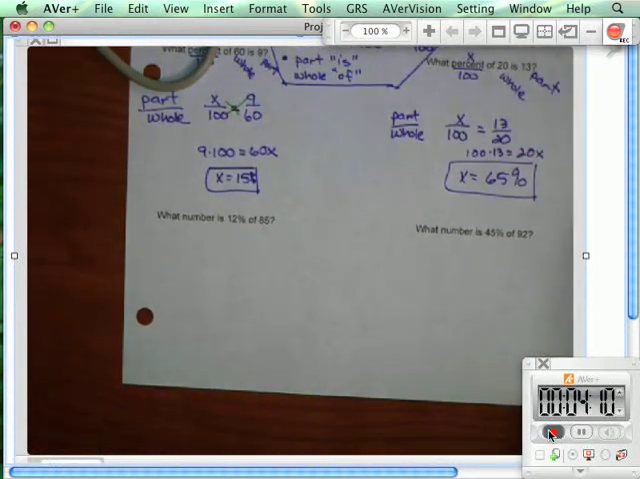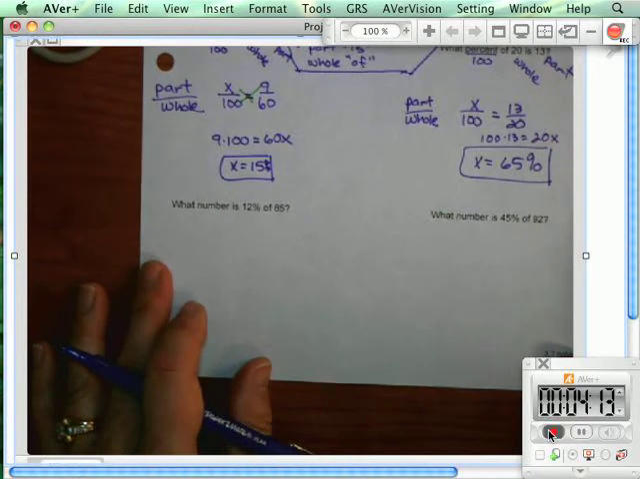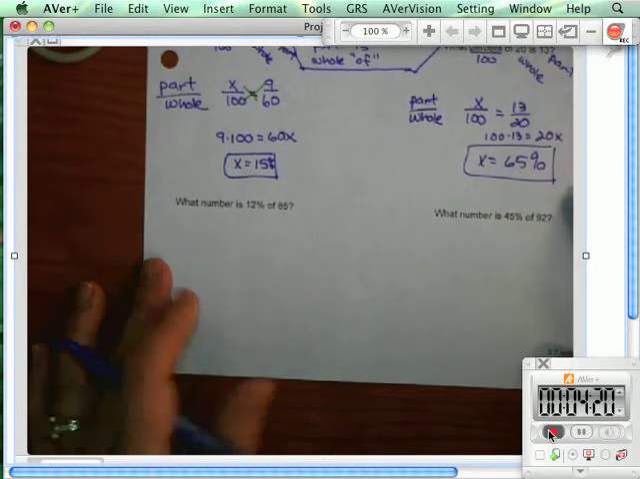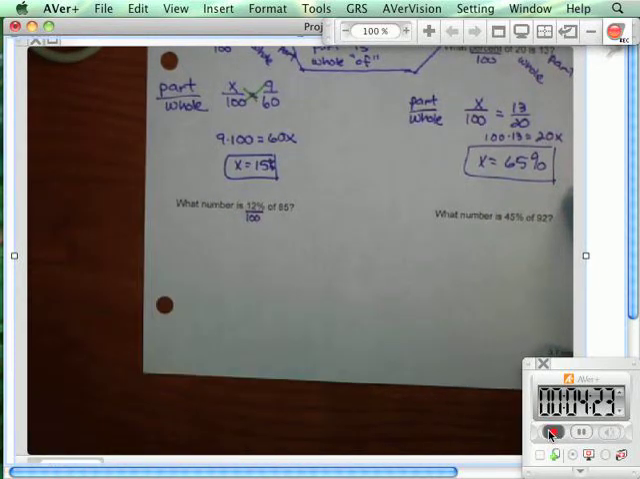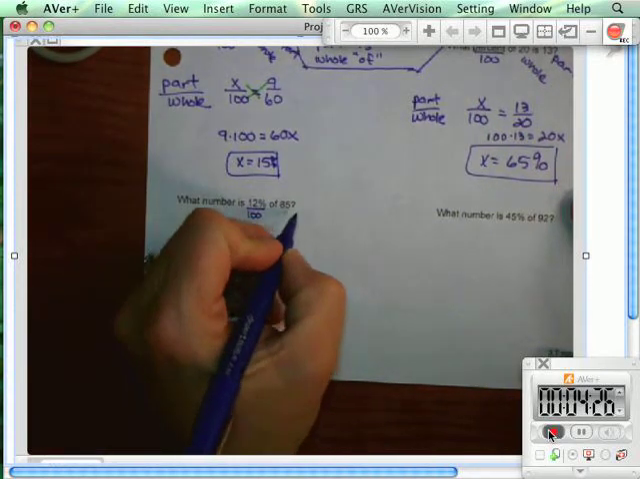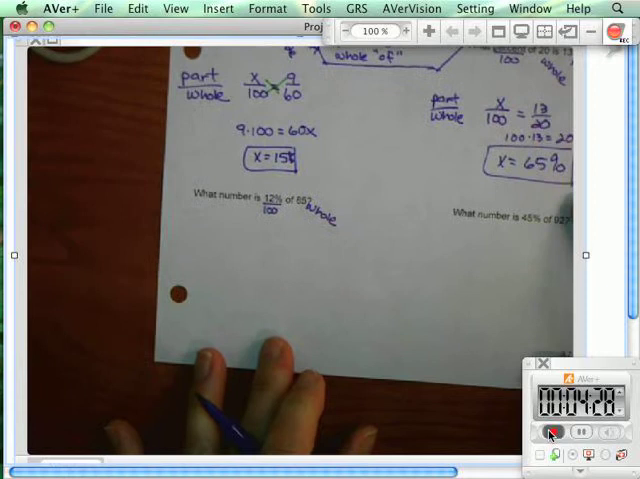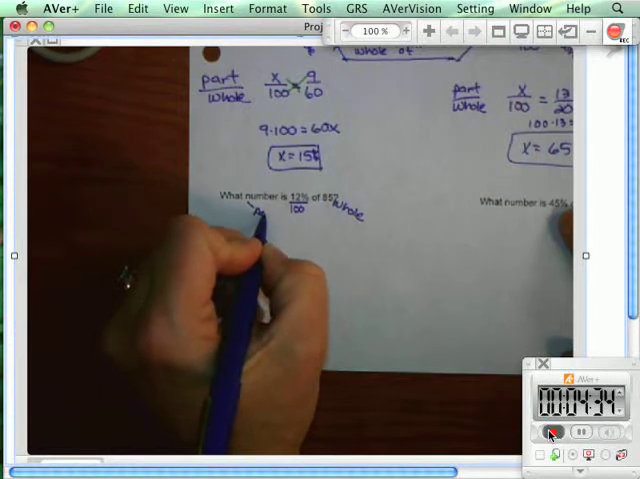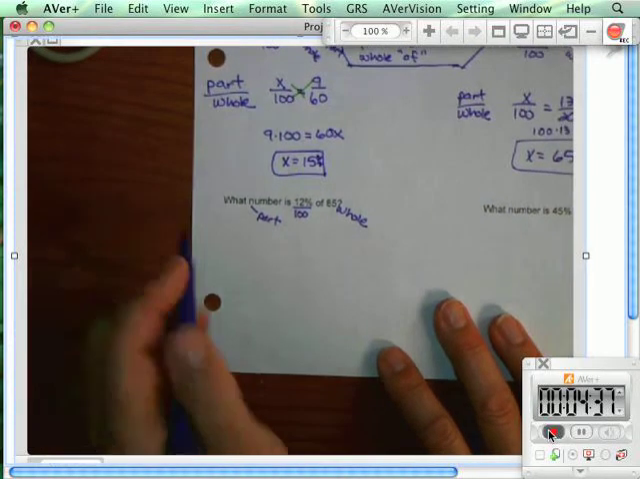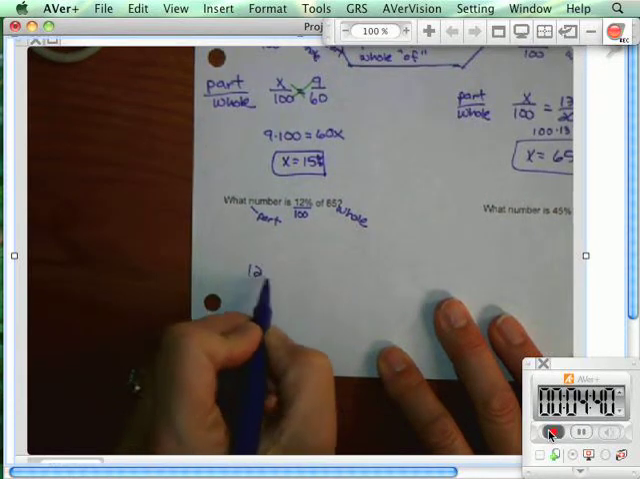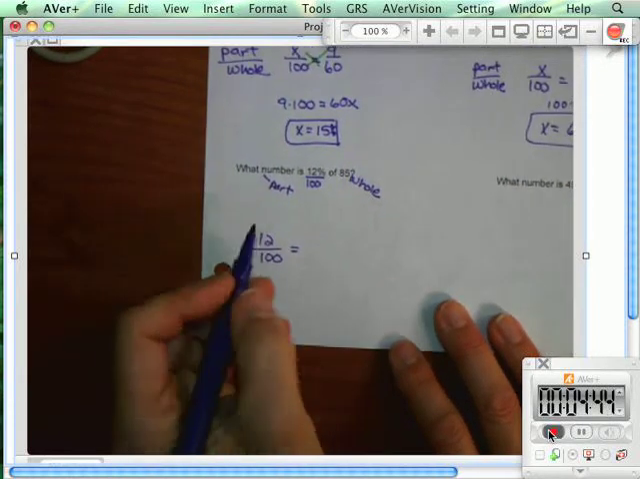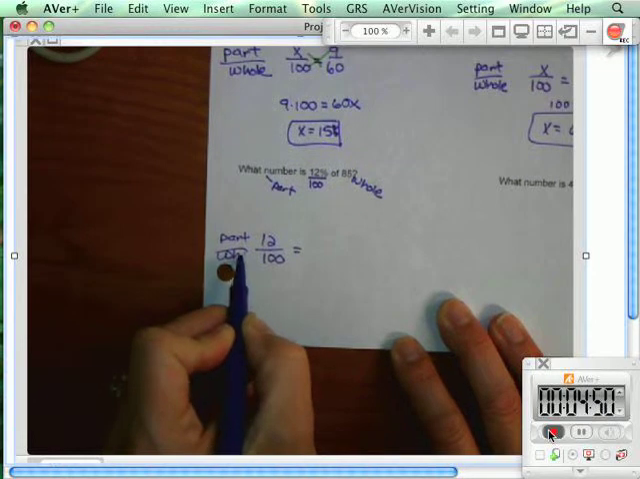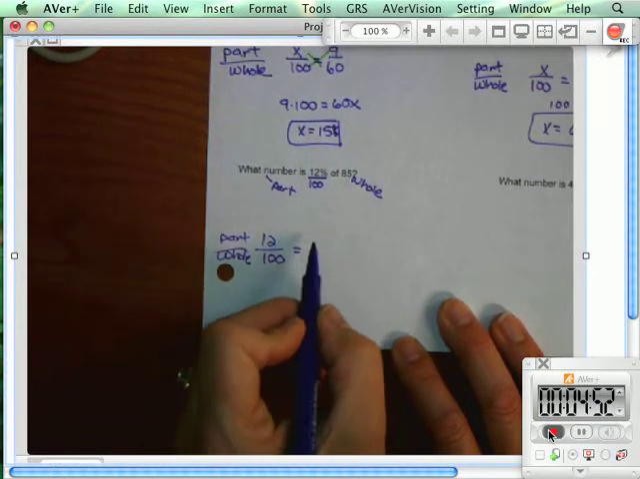Let's look at this. What number is 12% of 85? Oh, wait a minute. Now they gave us the percentage, so this is going to go over 100. "Of" is the whole, so what do I not know? The part. This is my part. Instead of using x, if it says percentage I write t, and if it says number I write n. That's fine, you can do whatever you want, to remember it. Again, I'm doing part over whole. So 12 over 100, that's my percentage, and then my unknown over 85.